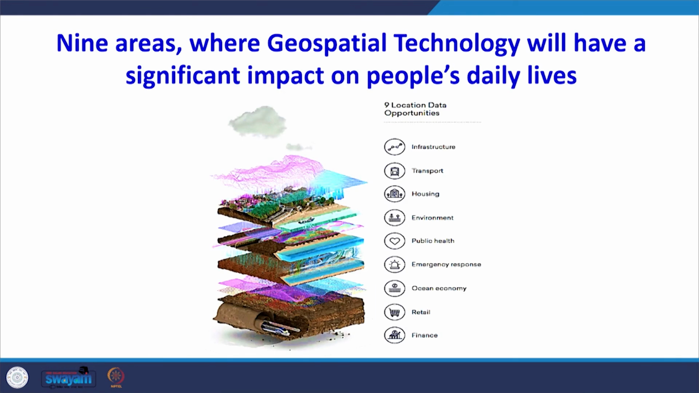Now, there are 9 areas which have been identified where geospatial technology is going to impact normal people, going to play a very important role in the life of normal people. These are infrastructure, transportation, housing, environment, public health, emergency response system, retail system and the finance system. So, these are the future areas where geospatial technology has a great role to play.